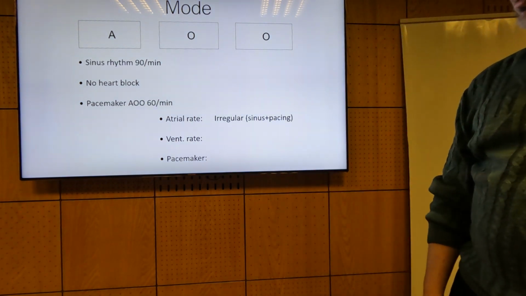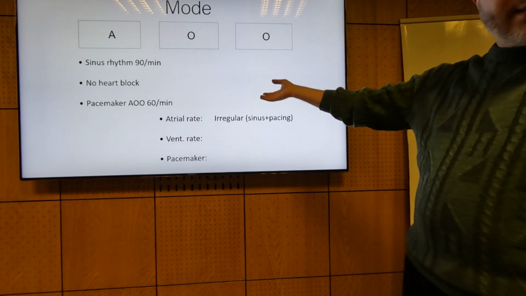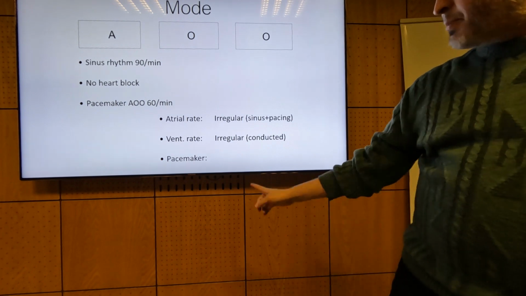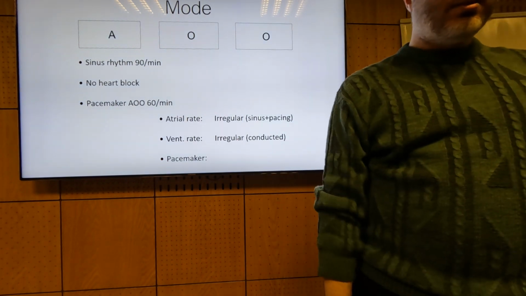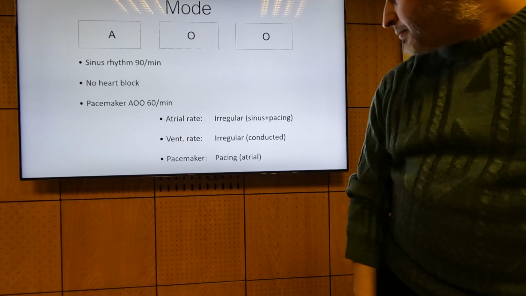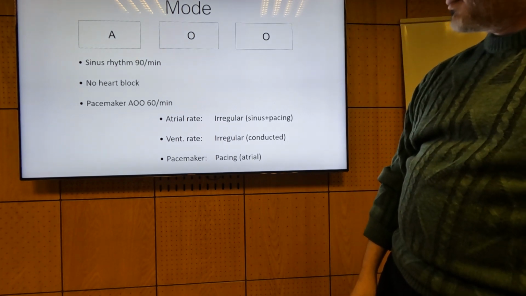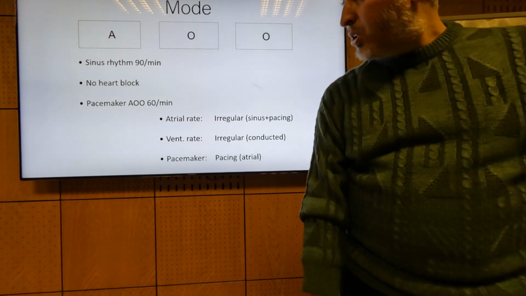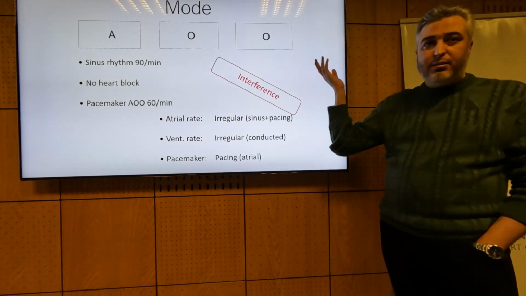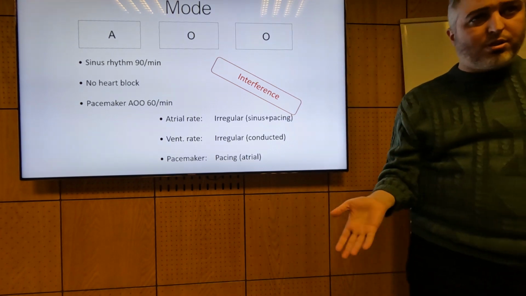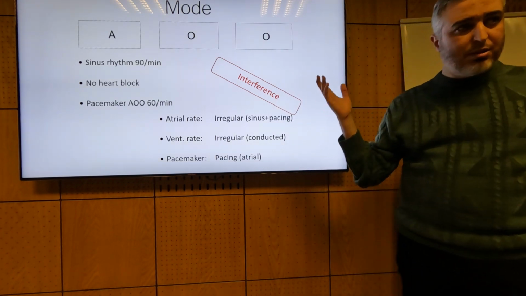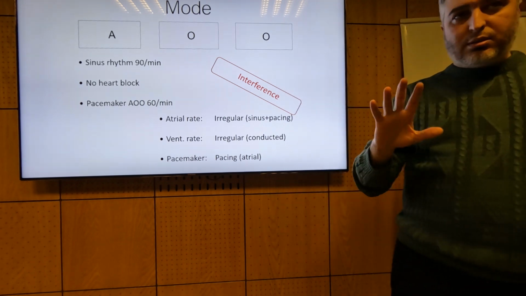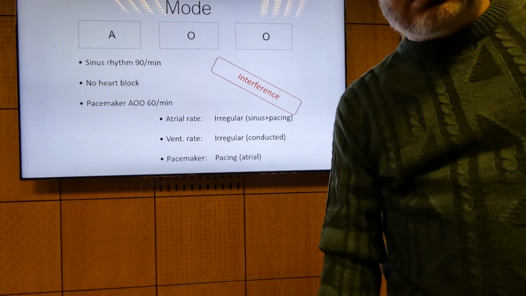What's the ventricular rate? Same. Whatever happens in the atrium will just be conducted to the ventricle because there's no heart block. What's the pacemaker doing? Pacing. Has its eyes shut and pacing. So what do you conclude from here? You get interference. Atrial interference. Okay, not very dangerous, but essentially not useful. If anything, it might be harmful, might actually disturb cardiac output and synchrony.